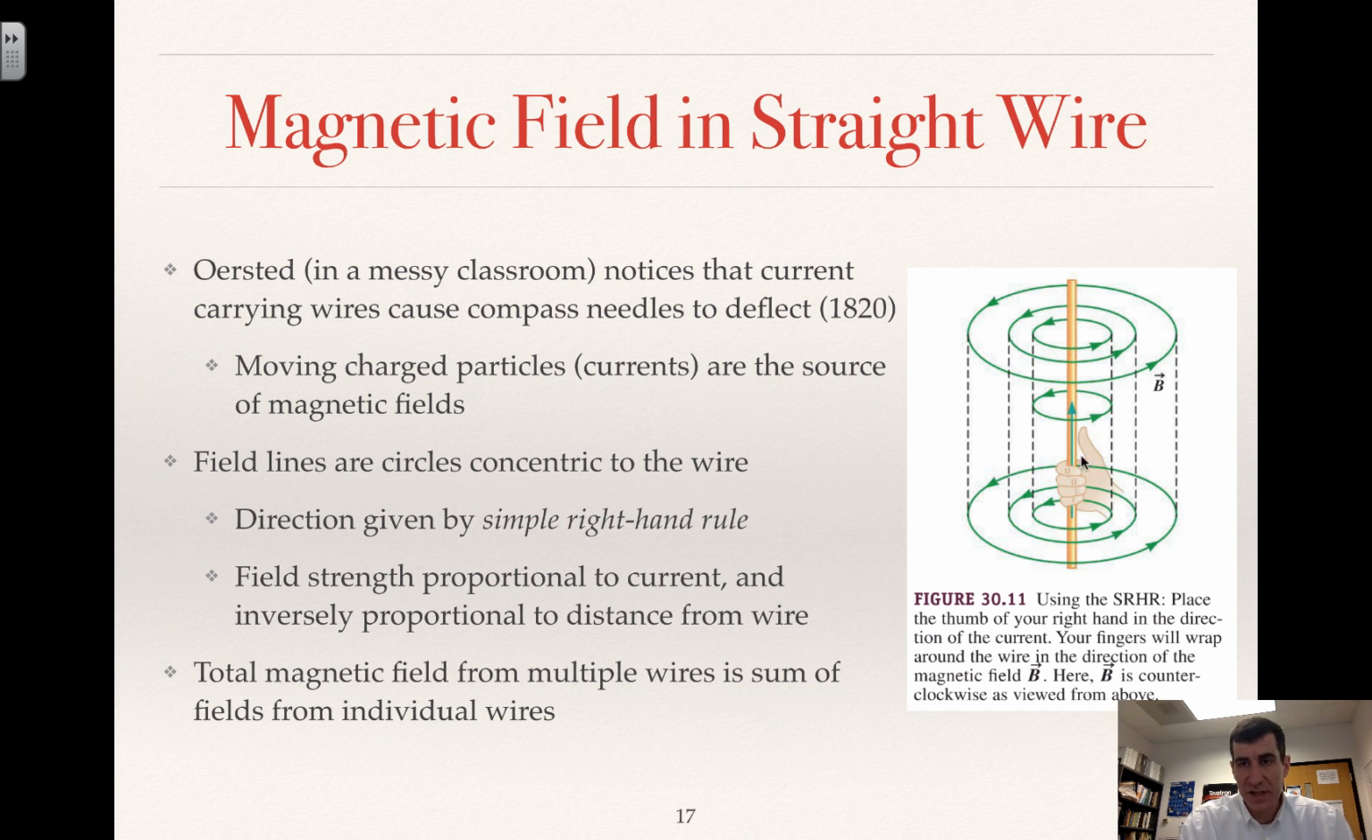And of course, the usual things with superposition still work. If we have several wires, we can find the total magnetic field as just the sum of the magnetic fields from the individual wires.